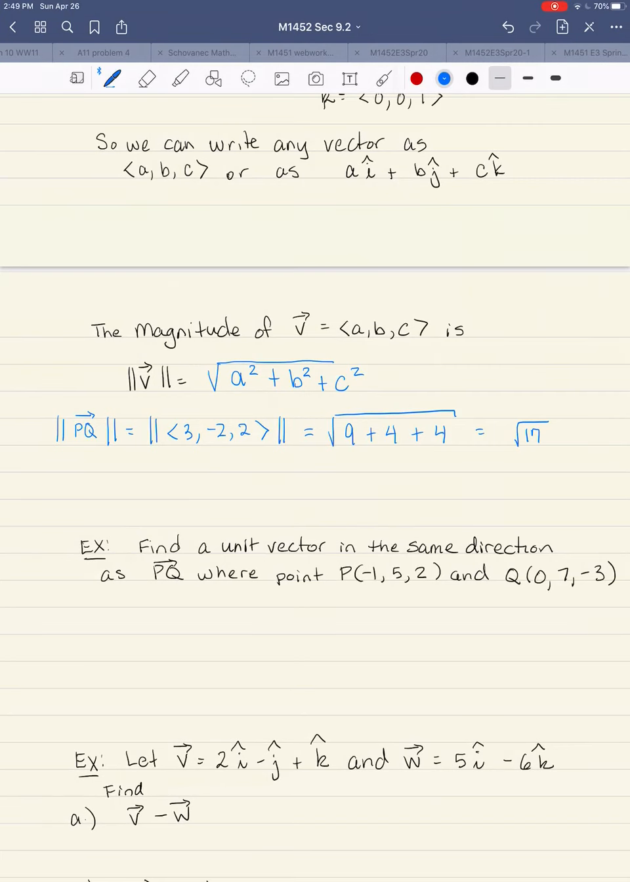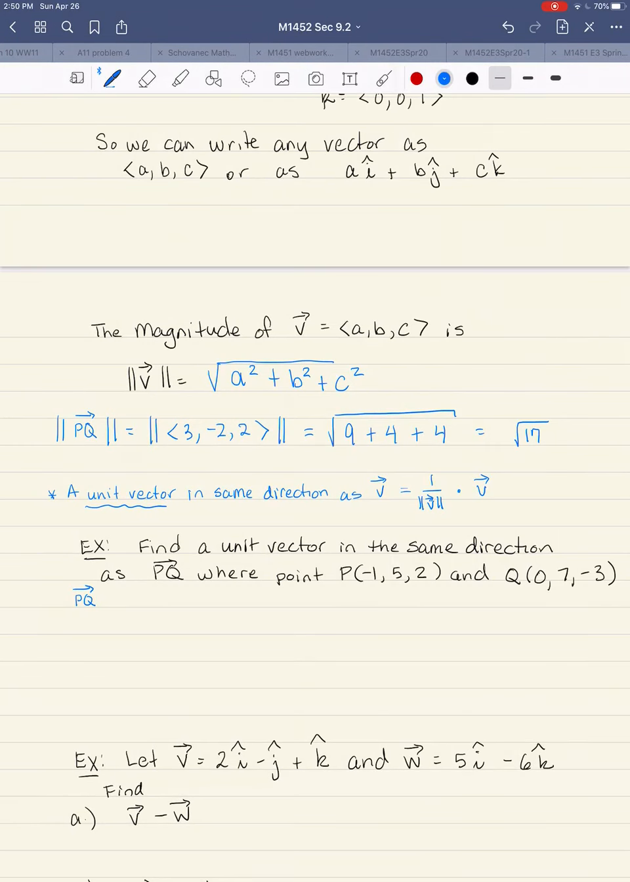In the next example, we want to find a unit vector that has the same direction as PQ. In the last section, in 2 dimensions, we found that a unit vector in the same direction as a given vector is just a scalar multiple of that given vector, and that scalar is 1 over the magnitude of that vector. So in other words, we scale it down to a length of 1 to get the unit vector. So we're going to do it here.